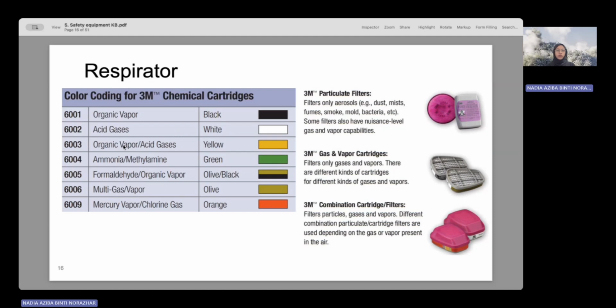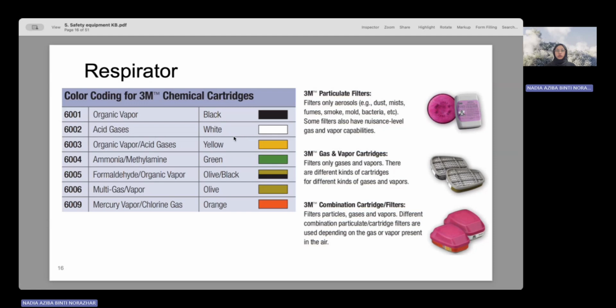If we're handling organic vapor or acid gases, we have to wear yellow color. If we're handling ammonia and methylamine, we have to wear the green color. If we're dealing with formaldehyde or organic vapor, we have to wear a combination of olive and black color of cartridge. If we're handling multi-gas or vapor, we have to use olive cartridge. And if we are dealing with mercury vapor or chlorine gas, we have to use orange.